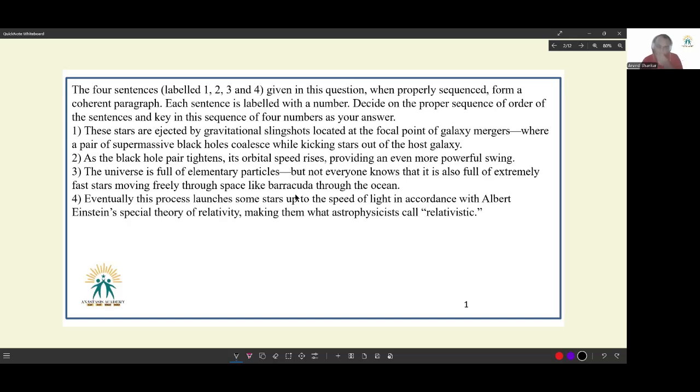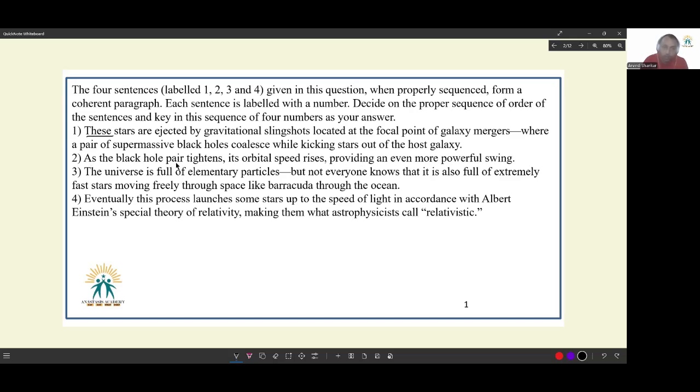First question. These stars are ejected by, keywords that you should be paying attention to. These stars. There has to be some reference to stars certainly. These stars are ejected by gravitational slingshots located at the focal point of galaxy mergers, where a pair of supermassive black holes coalesce or combine while kicking stars out of the host galaxy.